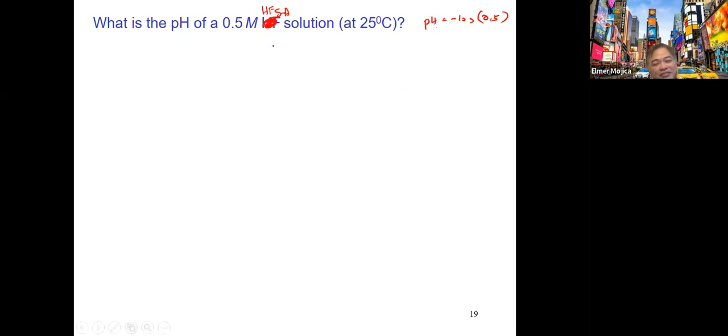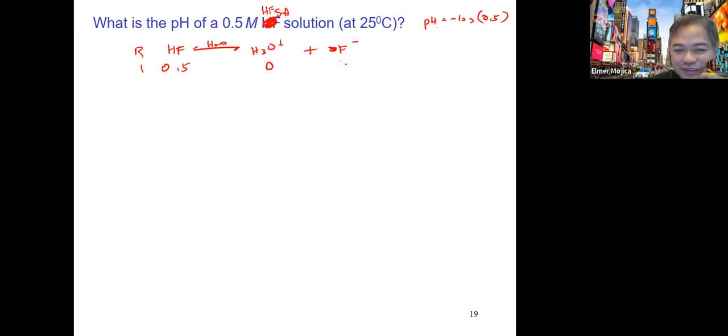So we're going to write the reaction. HF reacting with water, producing H3O plus and F minus. So you have here what? 0.5 initial. Remember the RICE equation or the ICE? You have 0, and then what do you have? Changes here, minus x, plus x, and then you have here equilibrium, bringing down everything.